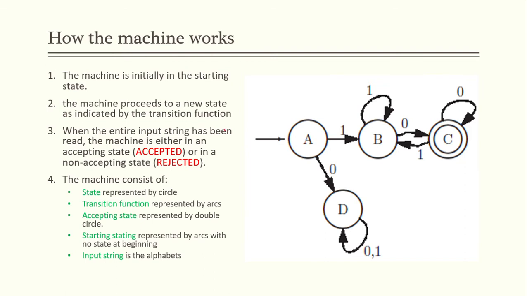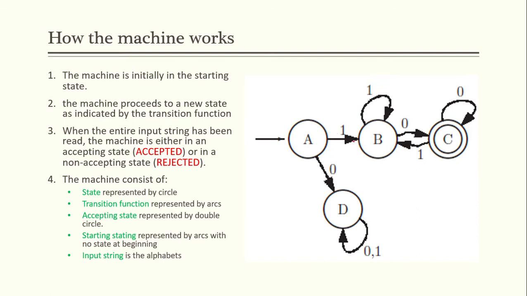The machine proceeds to a new state as indicated by the transition function. So we have here a starting state. A is a starting state. And between A and B, there is an arrow here, an arc here. This is what we call the transition function.